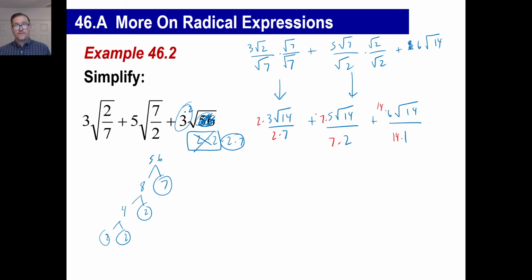Okay. Now we have 3 like terms in the denominators, right? Everything's square root of 14. So 2 times 3 is going to be 6. 7 times 5, 35. 14 times, good gravy, 84. Okay, so what is that? Good night. 41 plus, oh my word, 125. Okay, so it's 125 times the square root of 14 over 14.